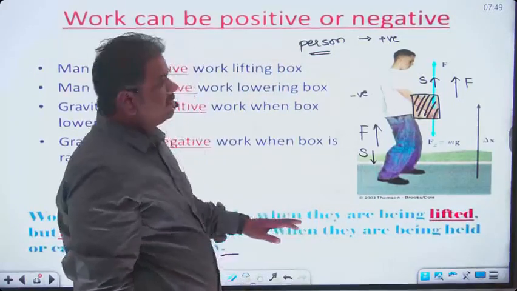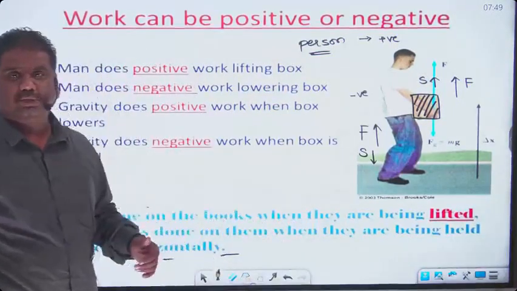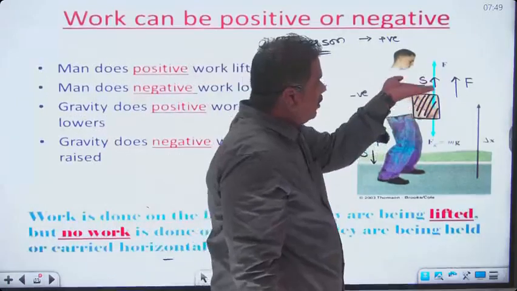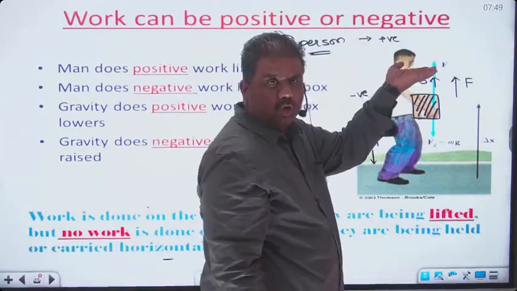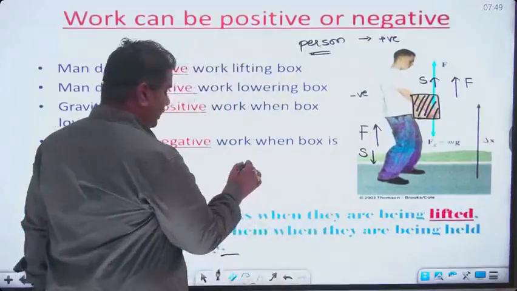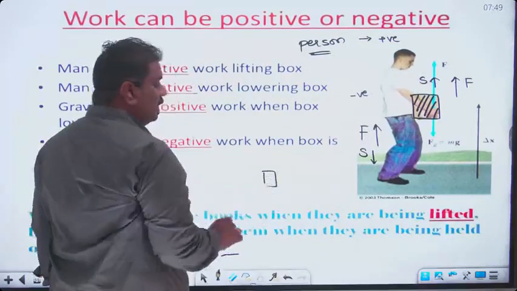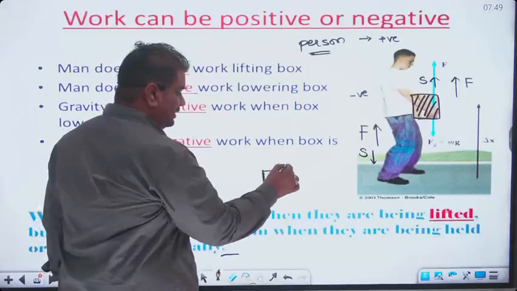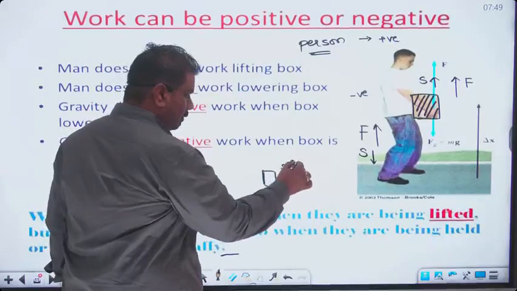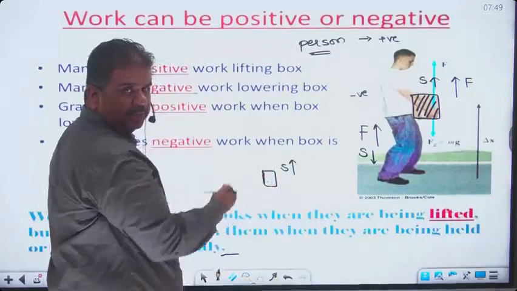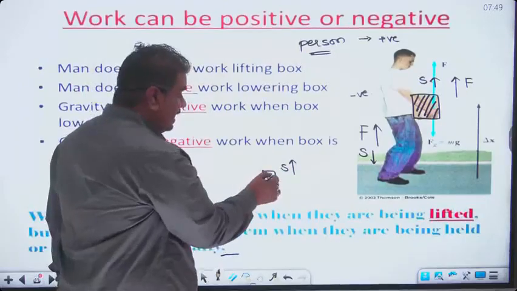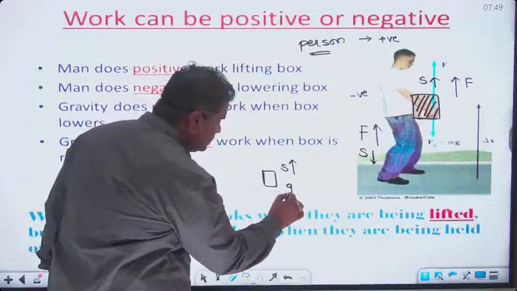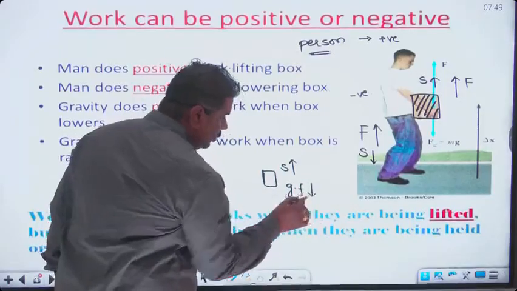Now the same thing in a different concept. Whenever you are lifting an object in the upward direction, I'm writing here, this is an object. Whenever you are lifting an object in the upward direction, how is the displacement? Upward, displacement is in the upward direction. Now the question is, in which direction is the gravitational force? Gravitational force is always in the downward direction.